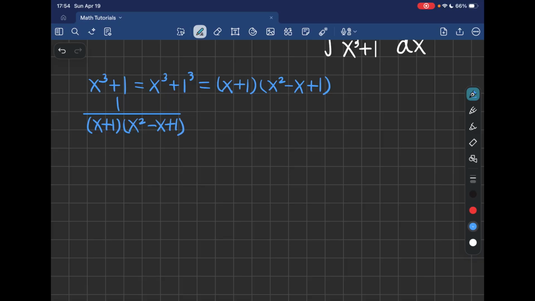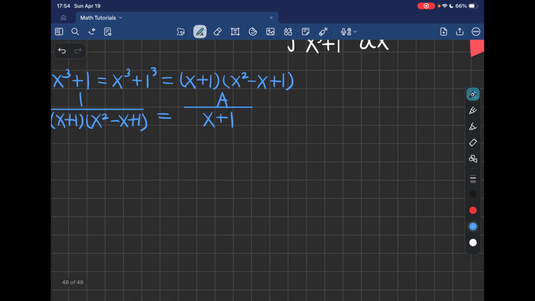And since we are applying partial fraction decomposition, we need to solve for, remember, a and b and so on, to be able to break it into simpler fractions. So we have a over x plus 1, then plus, actually for this one it should be bx plus c. I will explain why. In the denominator we have x squared minus x plus 1.